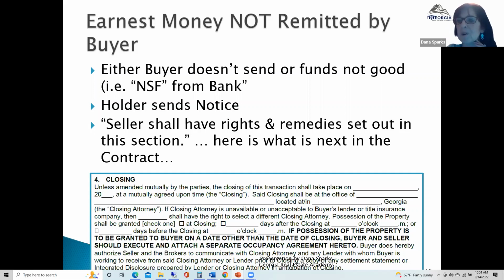And like I said, if your broker is saying that, that's a license law violation. The offer is not for them. It's an offer for your seller to accept.